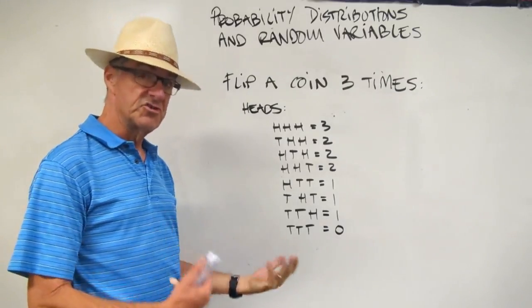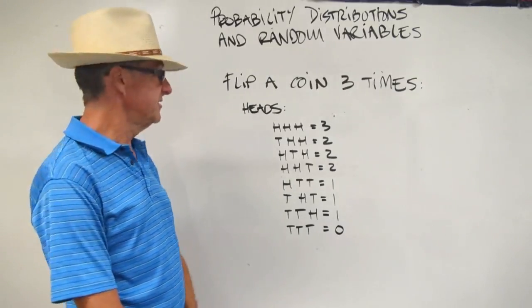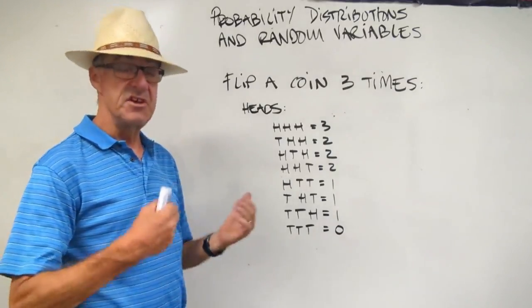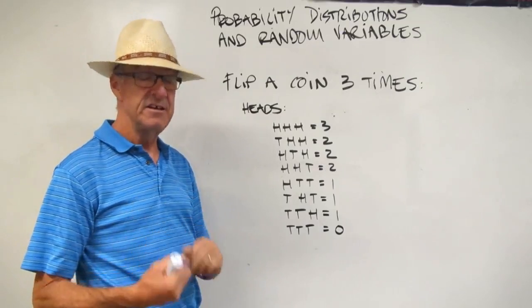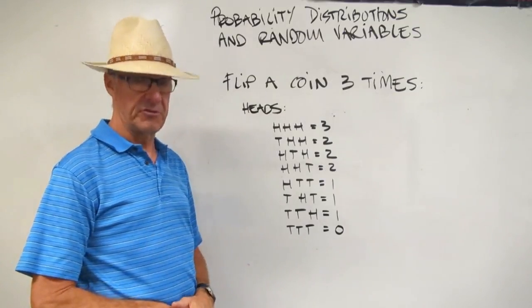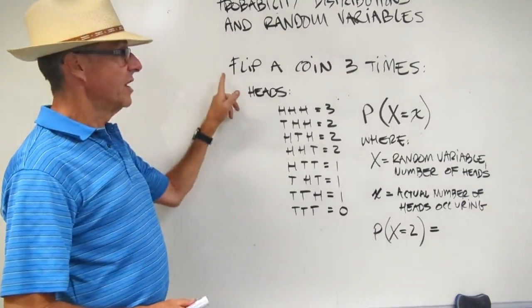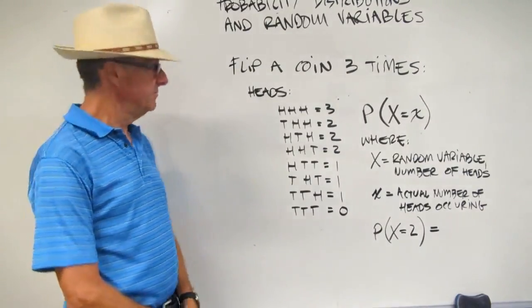Now, you know we could draw a tree. We could also make a grid for this. The random variable in this case is the number of heads we get when we flip the coin 3 times. Let's look at that example. So we're going to flip a coin 3 times.